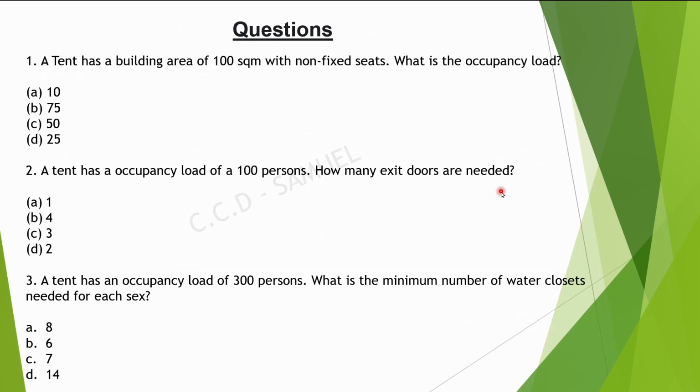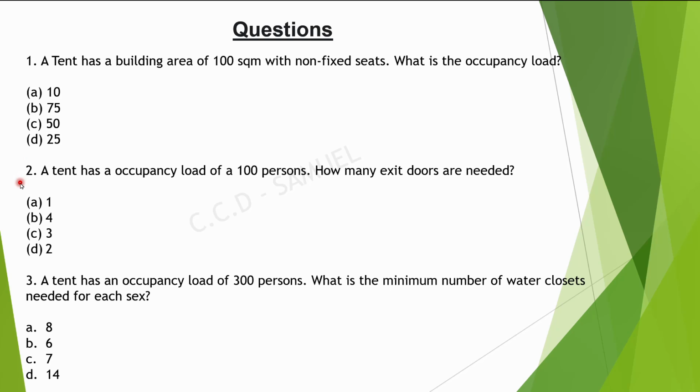Now, let's hop into some questions. Question 1. A tent has a building area of 100 meters square with non-fixed seats. Please note, non-fixed seats. What is the occupancy load? A 10, B 75, C 50, D 25. Question 2. A tent has an occupancy load of 100 persons. How many exit doors are needed? A 1, B 4, C 3, D 2.